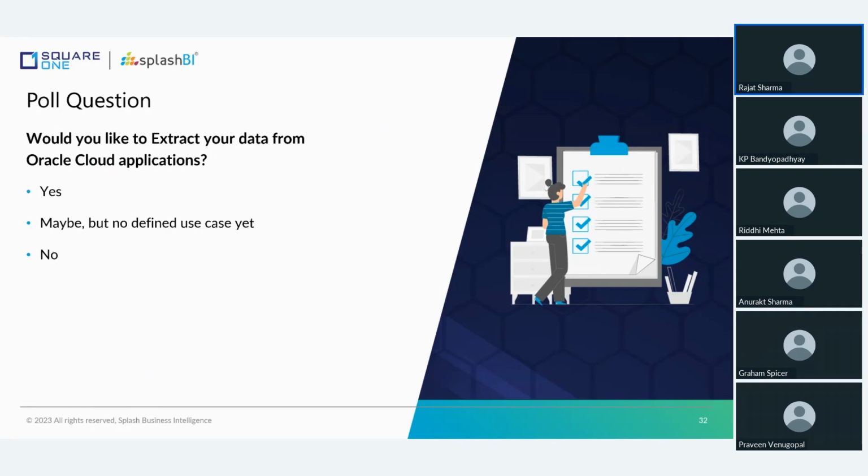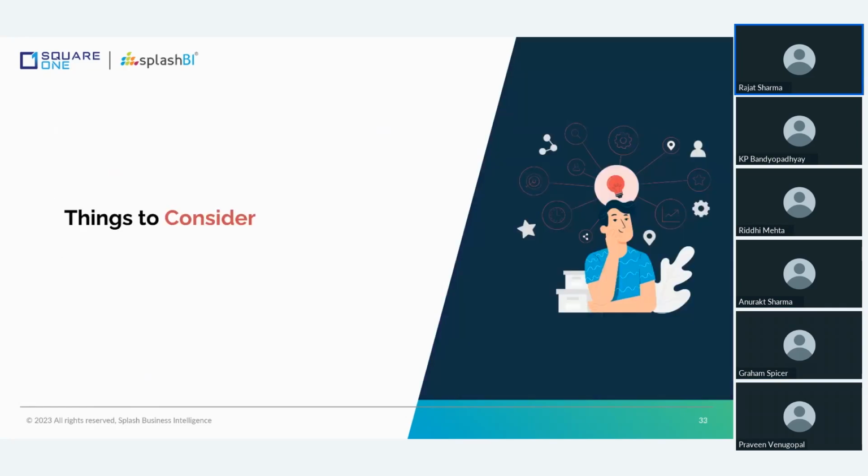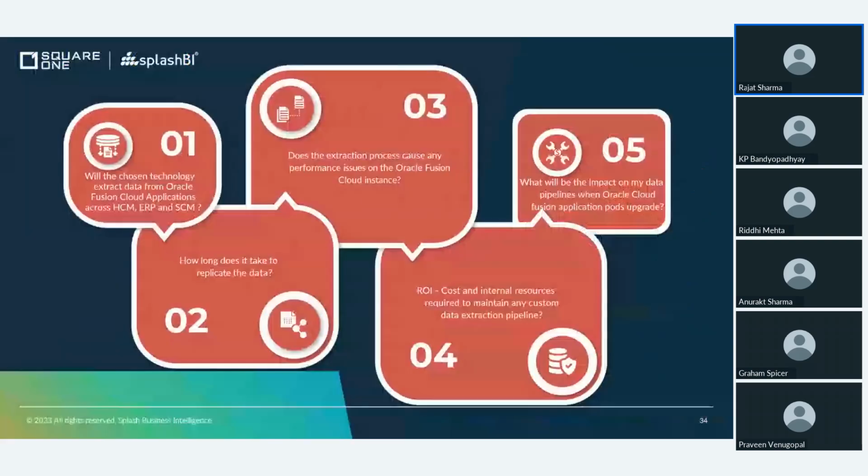Brilliant. Yeah. Thanks, Graham. So as you mentioned, Graham, it is in line with what we are seeing with other customers as well. And if you are wanting to extract your data, what are the things that you need to consider? These are the different points that you should consider before you start extracting the data. Number one is, will the chosen technology extract the entire data from my Fusion Cloud application? Will it ensure all those incremental changes that happen over the period of time? Will it be able to extract those incremental changes as well without putting a load into my Fusion system, into my Fusion pod, just to re-extract the entire set of the data again and again?